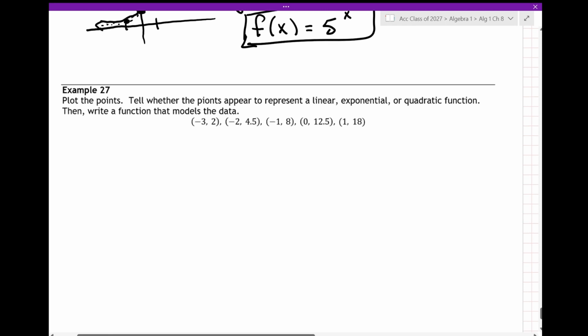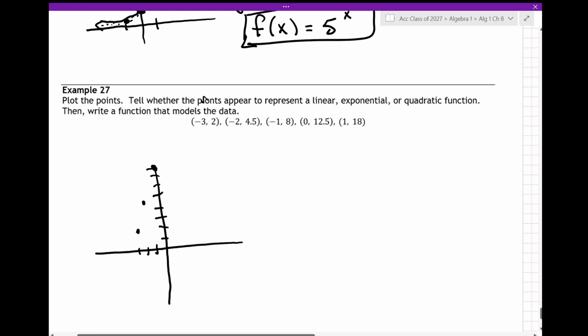Plot the points. Tell whether the points appear to represent linear, exponential, or quadratic. And then we're going to write a function. Now, since we've already had linear and exponential, I'm thinking this guy's going to be quadratic. Let's go ahead and graph this. Negative 3, 2. Negative 2, 4.5. Somewhere in that region. Negative 1, 8.